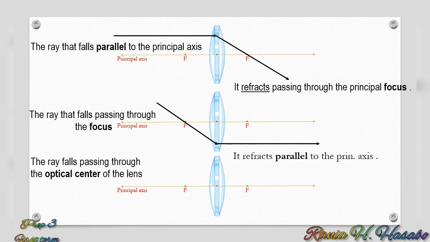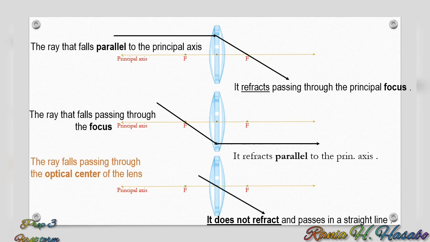While if the light ray passes through the optical center, a very important point and a new point inside the lens, it doesn't refract, and passes in a straight line without any refraction.